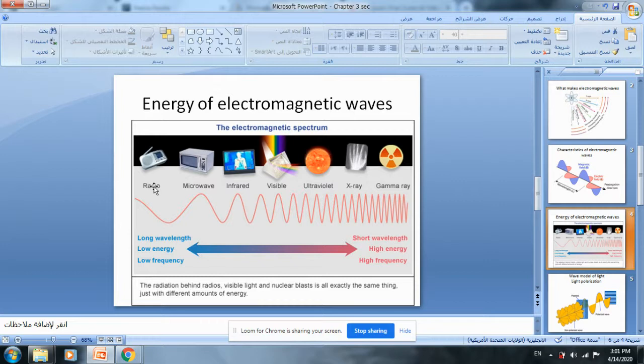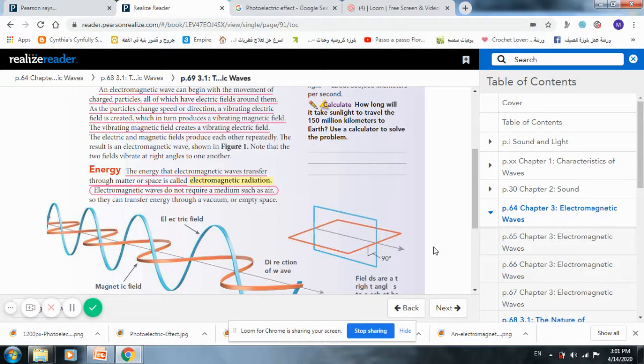What you have to memorize here is the types of electromagnetic waves in order, from lowest energy to highest energy. You have to know that X-ray has more energy than visible light, and visible light has more energy than radio waves. According to increasing energy, we say radio waves, microwaves, infrared, visible light, ultraviolet, X-ray, and gamma ray. I think this point is very obvious.